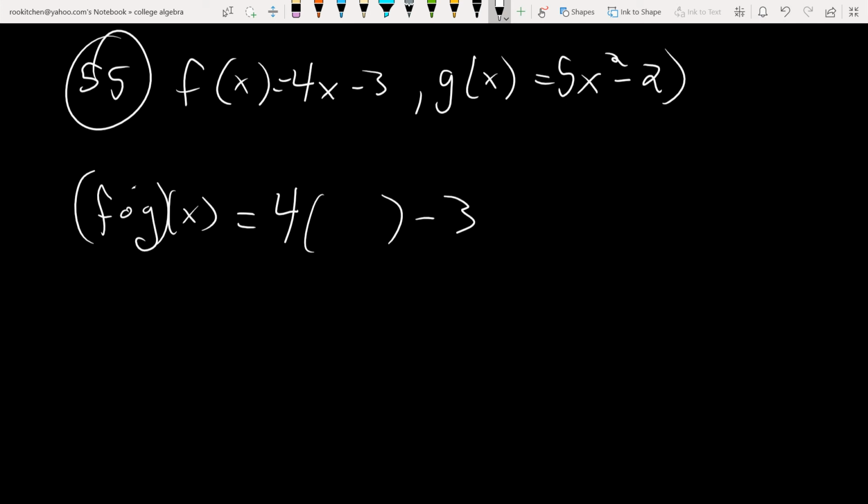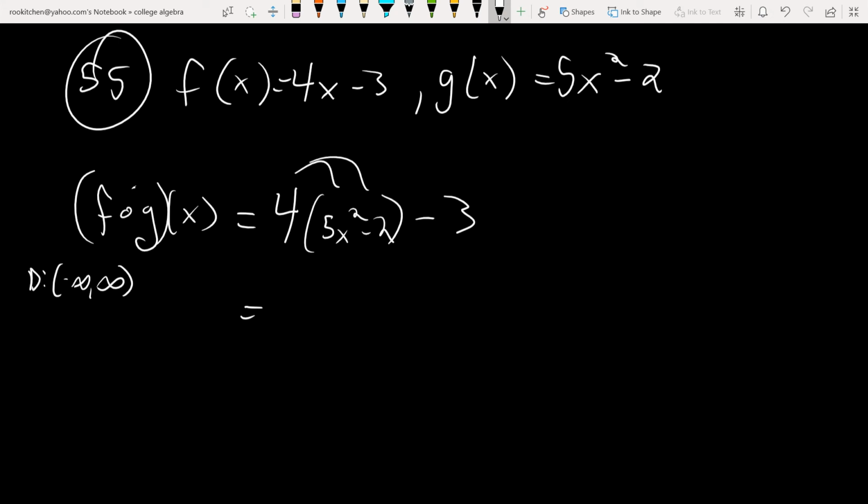Okay, so instead of x, I write 5x squared minus 2. We got an extra parentheses floating about over there. Get rid of that. I can put anything in it. So the domain, first off, is anything, right? Negative infinity to infinity. Now it's just a matter of simplifying.